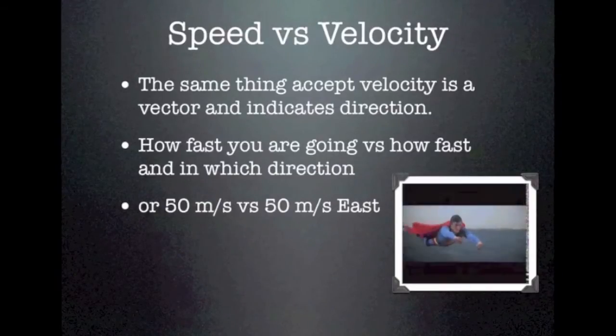Speed versus velocity. I've kind of used these terms already before in this presentation. This is just clarification as to what I am talking about. Speed is the same thing as velocity, except that velocity, again, is a vector and it indicates direction. So this is kind of like how fast you're going, that would be speed, versus how fast and in which direction, that would be velocity. When you write this, you would say 50 meters per second for speed versus 50 meters per second east for velocity.